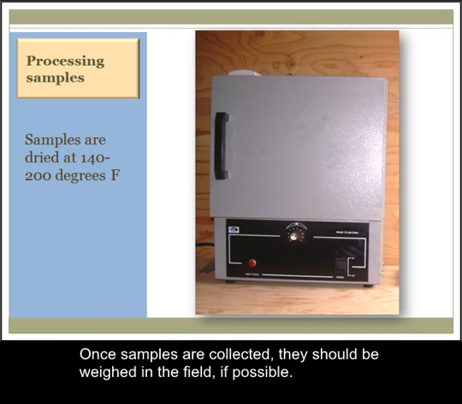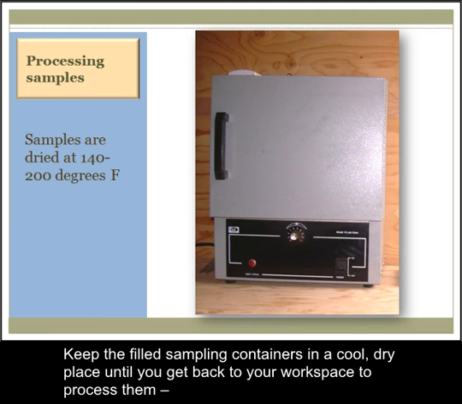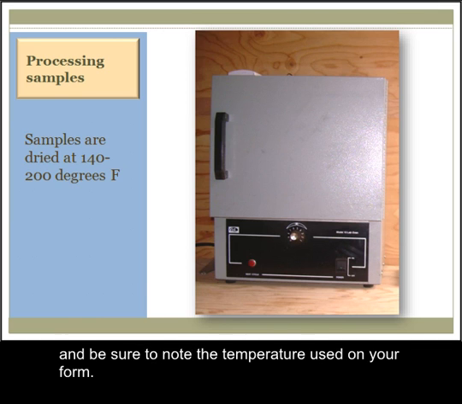Once samples are collected, they should be weighed in the field, if possible. This ensures that no moisture loss occurs from the time the sample is collected and the time of weighing. Keep the filled sampling containers in a cool, dry place until you get back to your workspace to process them, ideally within 24 to 48 hours. Preheat the oven to between 60 degrees Celsius, 140 degrees Fahrenheit, and 93 degrees Celsius, 200 degrees Fahrenheit, and be sure to note the temperature used on your form.